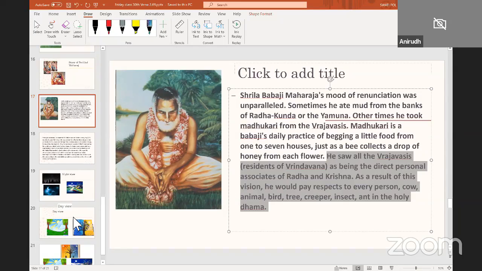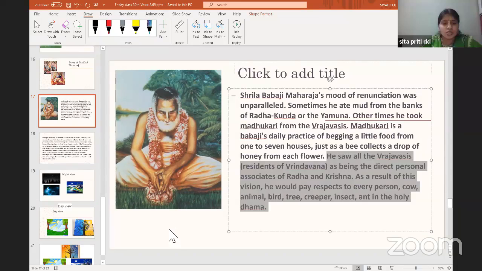He saw all Vrajavasis, residents of Vrindavana, as being the direct personal associates of Radha and Krishna. As a result of this vision, he would pay respects to every person, cow, animal, bird, tree, creeper, insect, ant in the holy Dham.